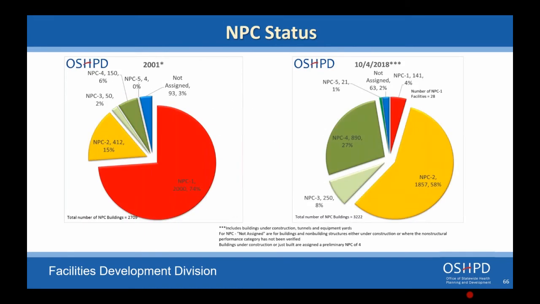Okay, here's the status from 2001 compared to 2018, where 74% of our buildings were NPC 1. Now we're down to 4%. But you can still see there's a large amount of NPC 2 buildings out there, 58%, that still are being addressed.